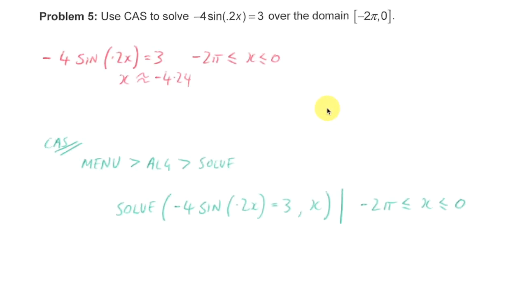So here we've got problem 5. It's using CAS to solve for this equation here. Notice we're involving a point 2. We're not going to be able to solve this using our exact value triangles, so we're going to have to definitely use the CAS.